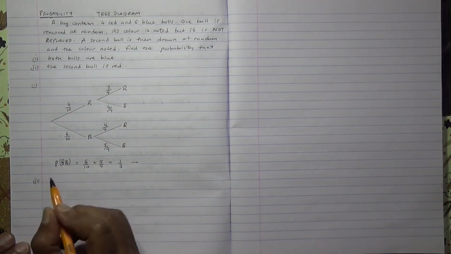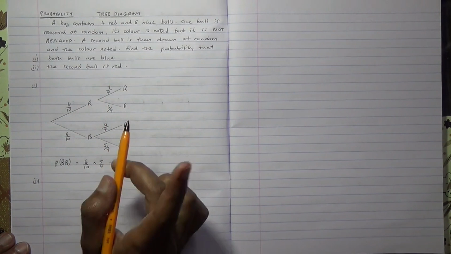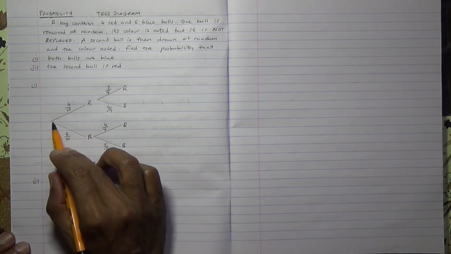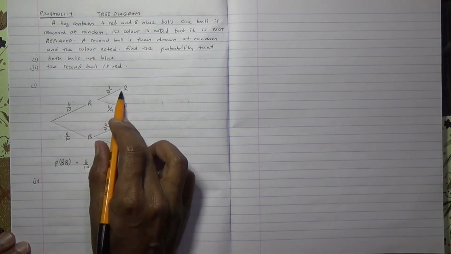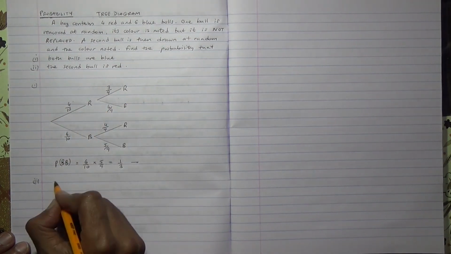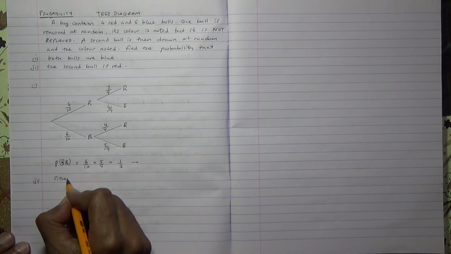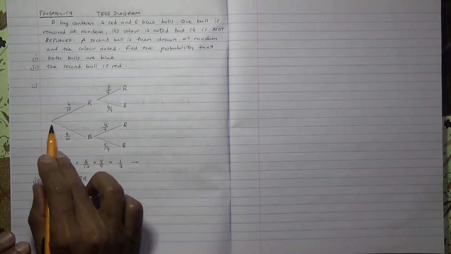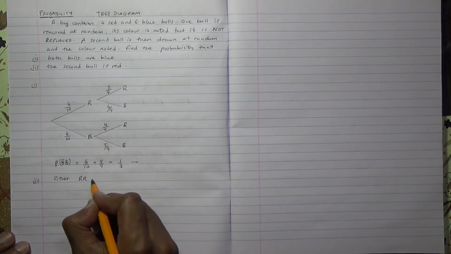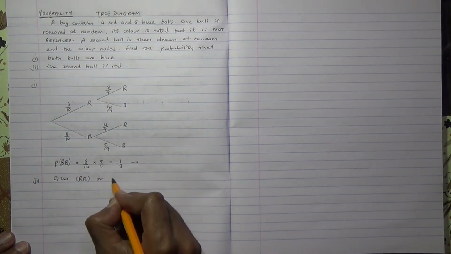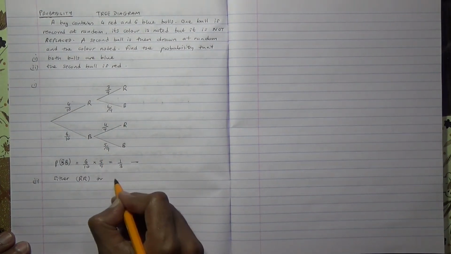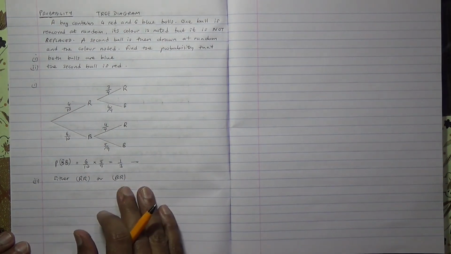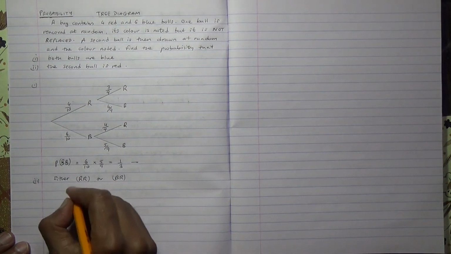And for the second part, the second ball is red. Remember, that's a condition there. Second ball is red. You can get red and the second one is still red, or you can get a blue and then a red. But these are not possible at the same time, so we're going to add these probabilities.